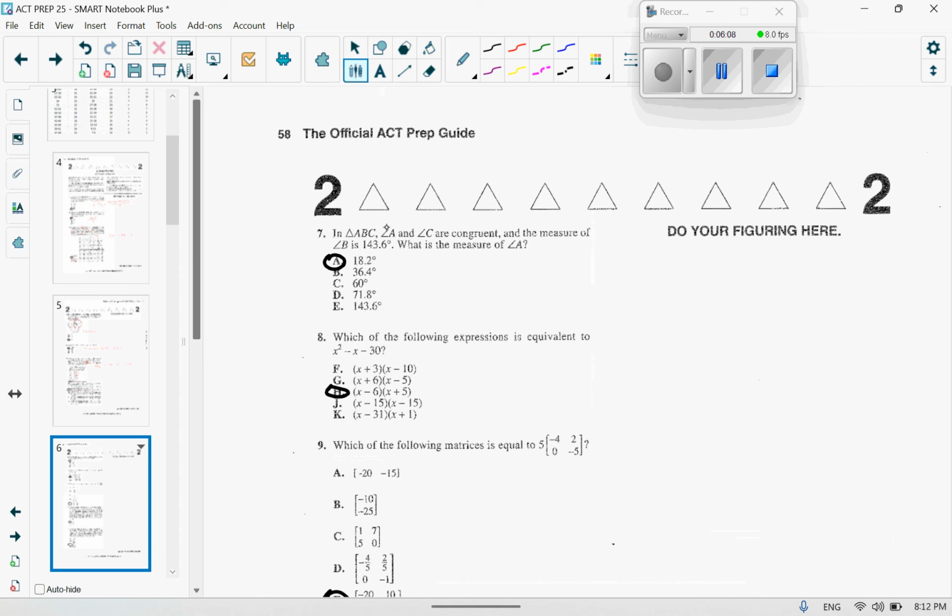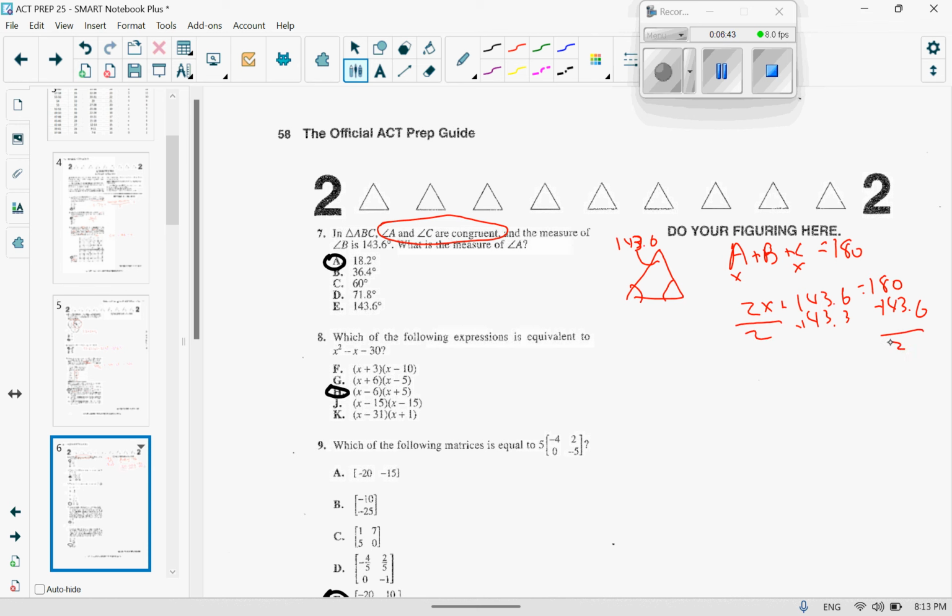Here, A and C are congruent, so if I were to draw them quickly, that means they are the same, where B is 143.6. Remember that triangles add up to 180, therefore A plus B plus C equals 180. I don't know what A or C are, but I'm going to have them just be X because they're equal. So I would get 2X plus 143.6 equals 180. We could subtract 143.6, subtract 143.6, divide by 2, divide by 2. So that's why each individual angle would be 18.2 degrees.